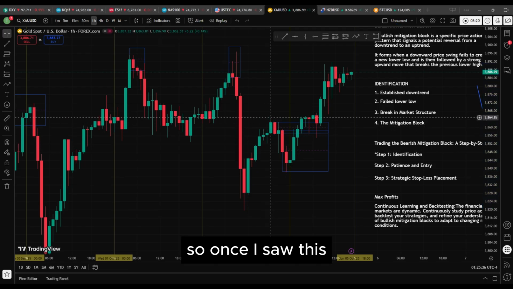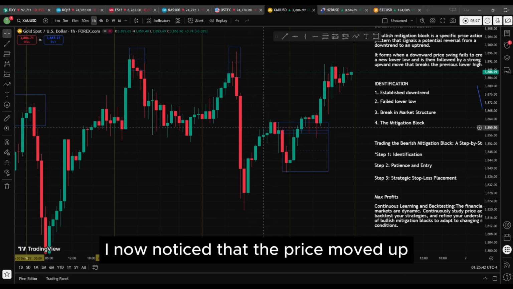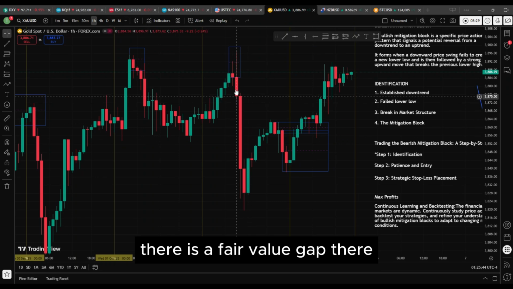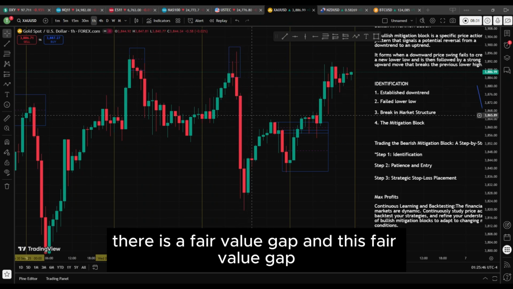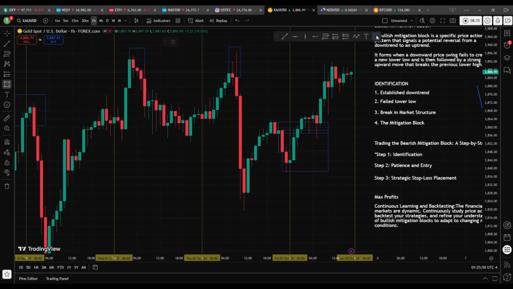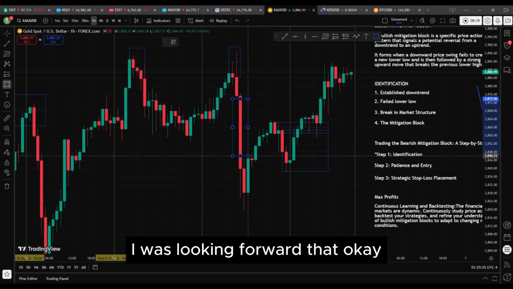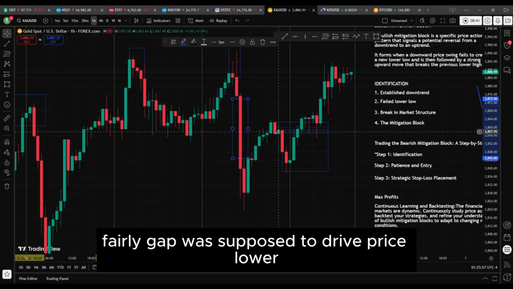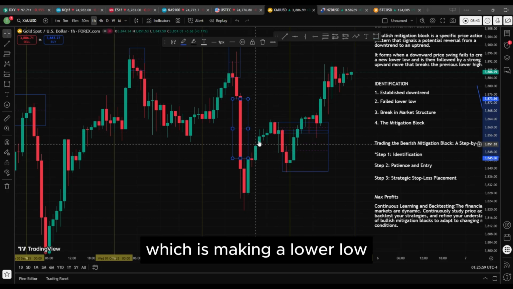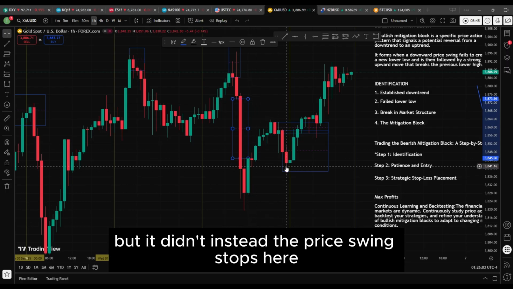So once I saw this price movement on Thursday, I noticed that the price moved up. There is a fair value gap. There is a breakaway gap here. There is a fair value gap. And this fair value gap, once it has been tapped into, I was looking forward that this hourly fair value gap was supposed to drive price lower, making a lower low. But it didn't. Instead, the price swing stops here.